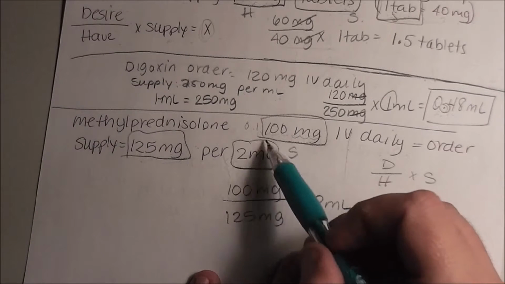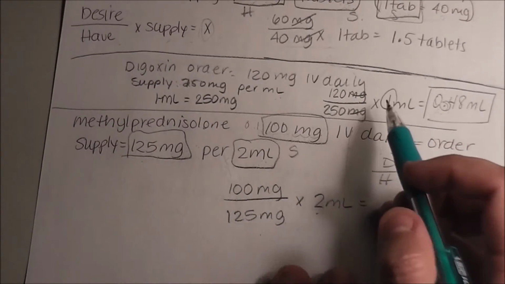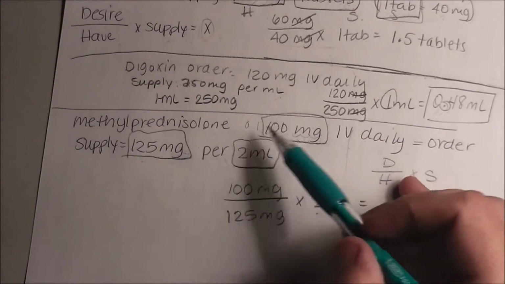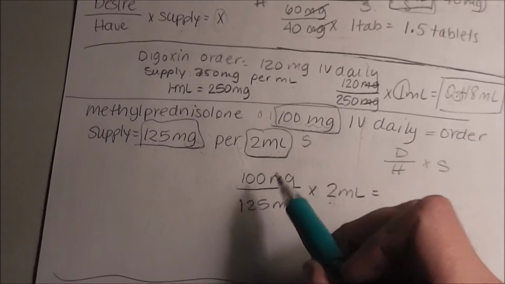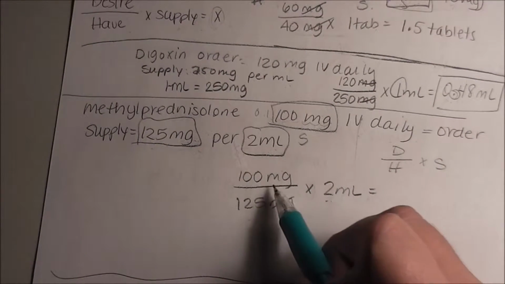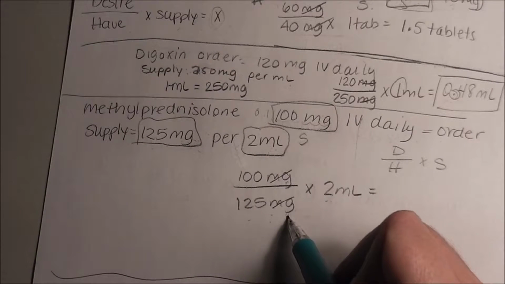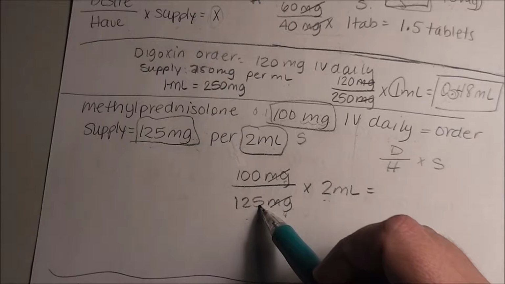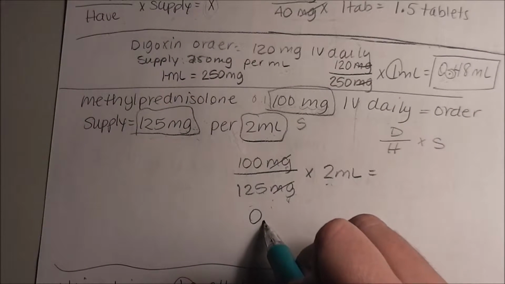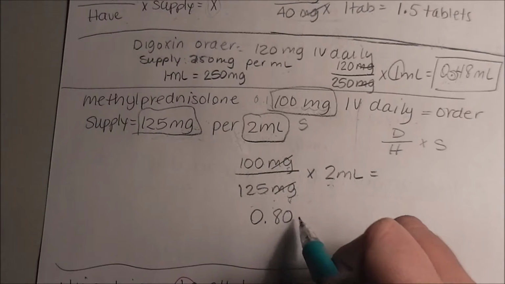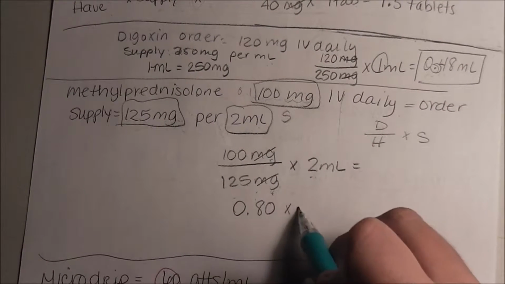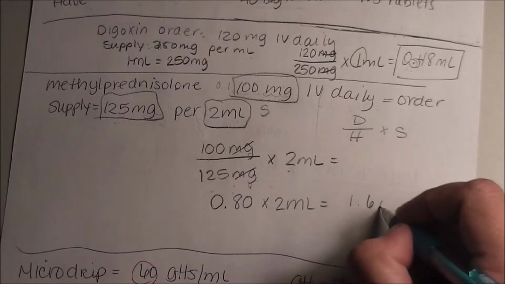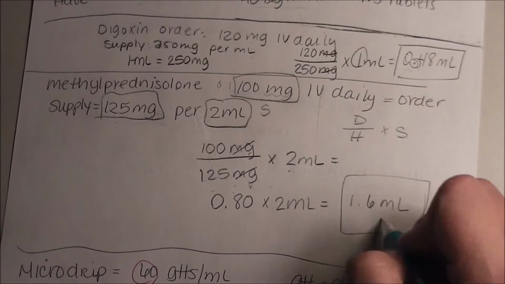So you would just move the decimal point 3 places, whichever way you need it to go. But these two, the milligrams, need to match. They have to match, okay? Because when you put the 100 milligrams over 125 milligrams, they need to cancel each other. So you take 100 divided by your 125, that gives you 0.80, and then you multiply that by 2 mLs, which gives you your 1.6 mLs. That's your answer.